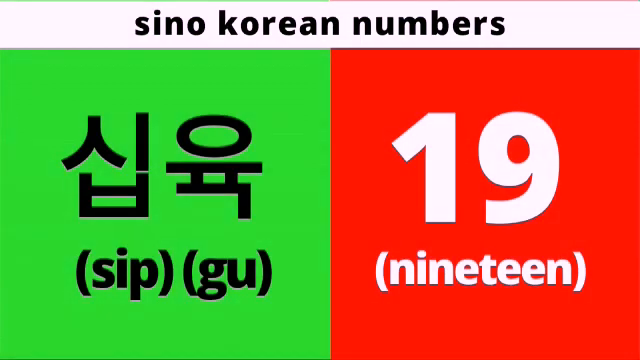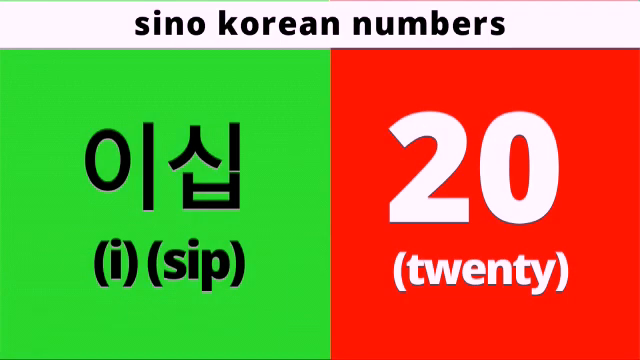Next is number 19. The Sino-Korean translation of this is ship gu. Ship represents the tens place value, which is 10, and gu represents the ones place value, which is 9. So 10 plus 9 is 19, and that would be ship gu in Sino-Korean.